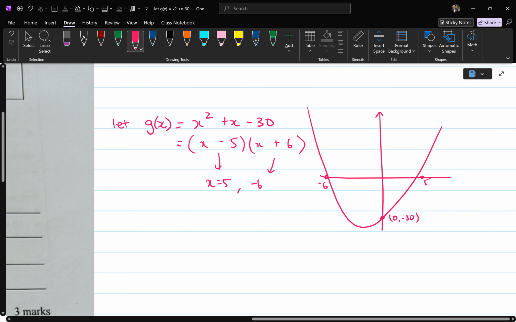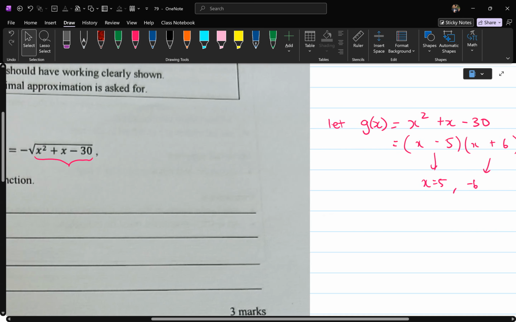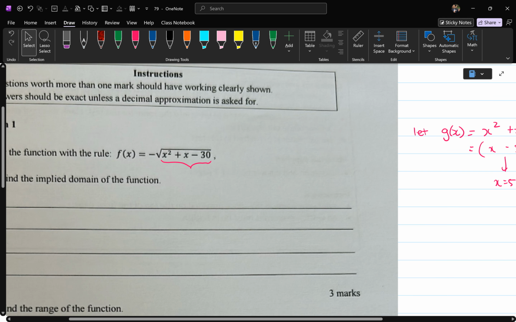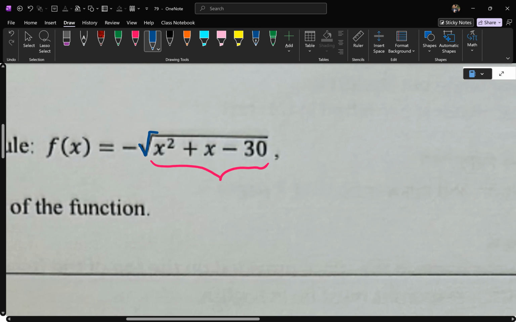Okay, so this is key. These are the y values, and these are the x values for the parabola g of x. And then what it's also now saying is that you're going to take those values, whatever those y values are, and square root them.